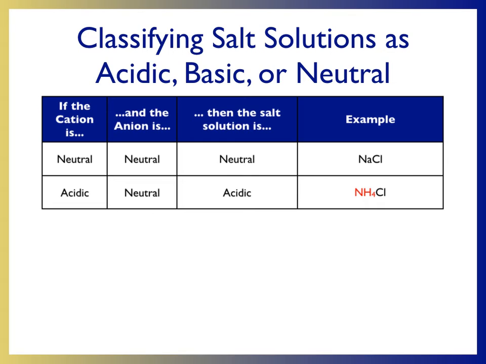If the cation tends to be acidic and the anion is neutral, then the salt solution will be considered acidic. For example, ammonium chloride consists of the ammonium ion and the chloride ion. The chloride ion is the conjugate base of a strong acid and is therefore neutral. But the ammonium ion is the conjugate acid of a weak base and is therefore considered to be weakly acidic. Therefore, ammonium chloride is considered to be an acidic salt. And when it dissolves in water, the ammonium ion will undergo hydrolysis to form H3O+.